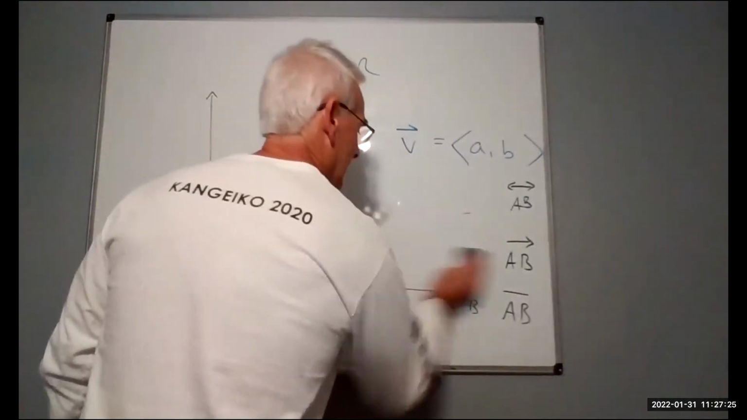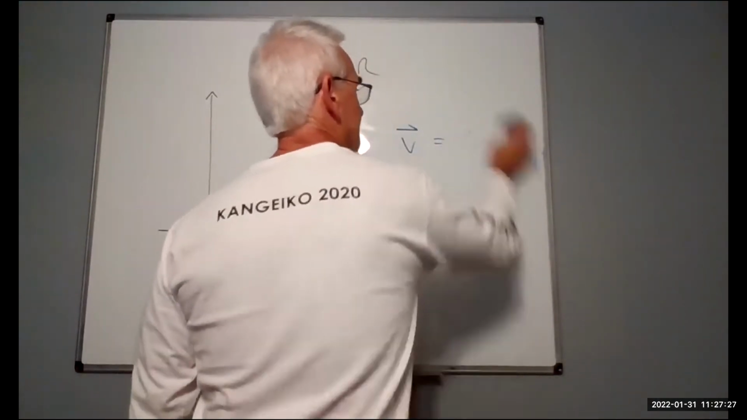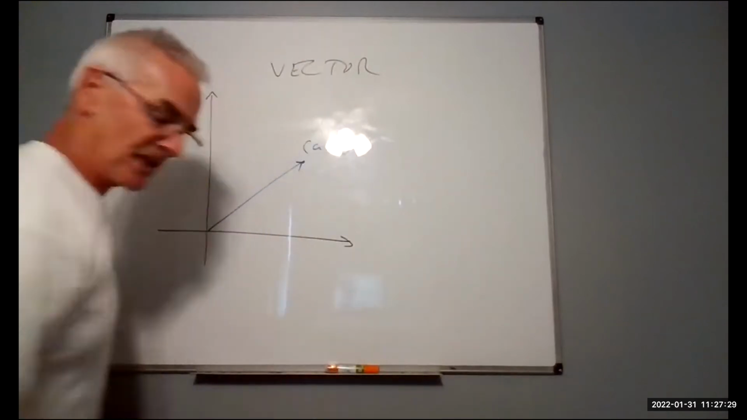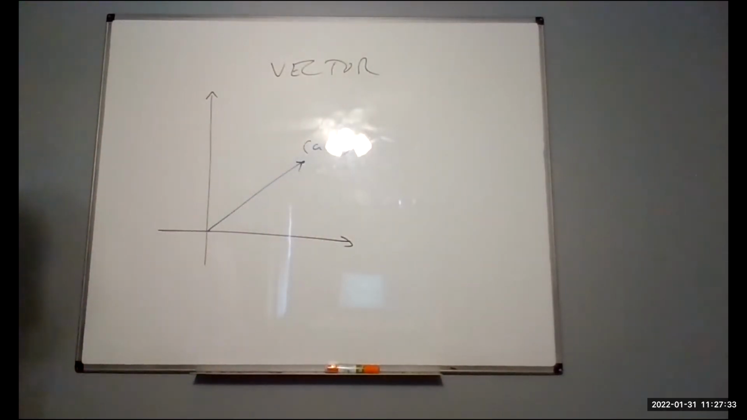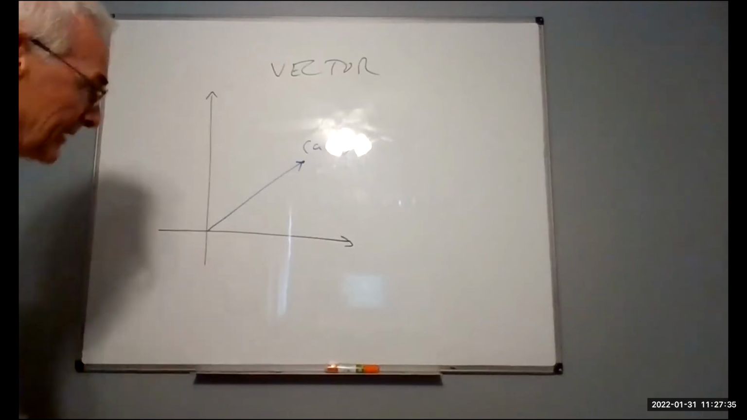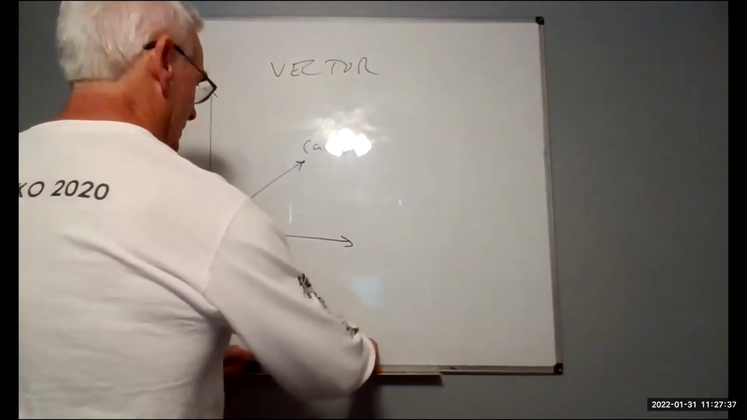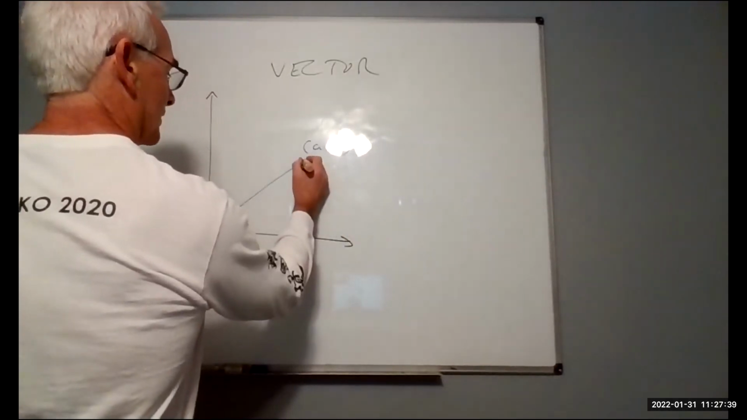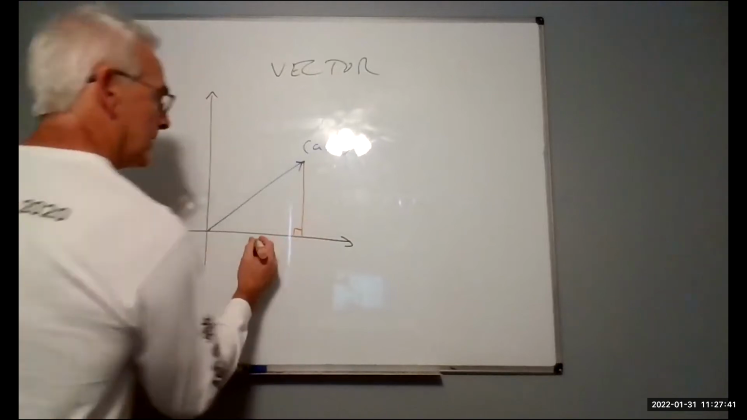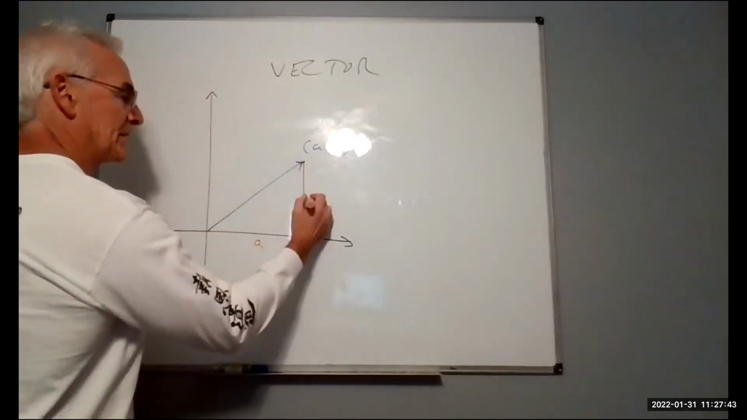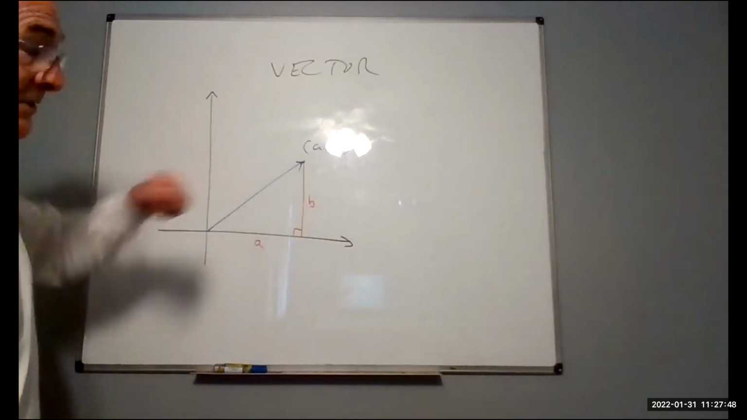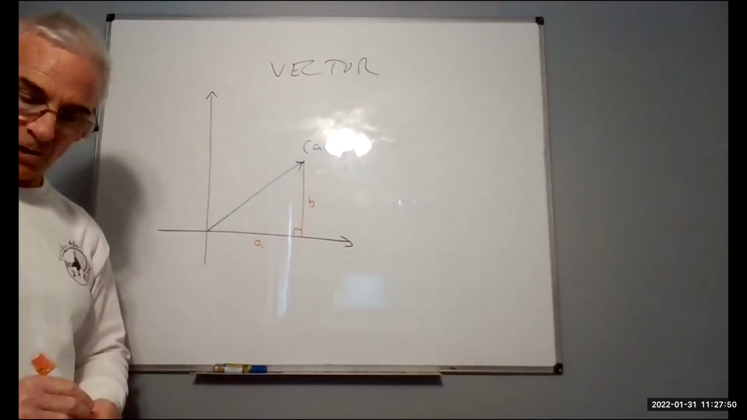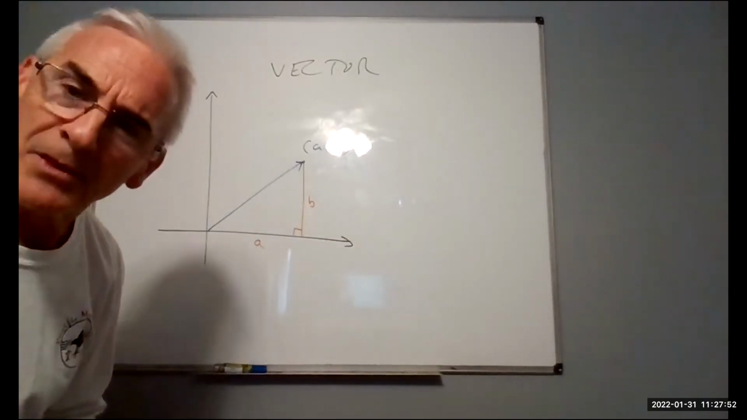So with that said, one of the first things I can ask about a vector is, how long is this vector? Well, this vector goes from here to here. Well, if I make a little right triangle here, then this side of the right triangle would be A and this side would be B. So I know simple Pythagorean theorem would tell me the length of this vector. So how do I describe the length of a vector?